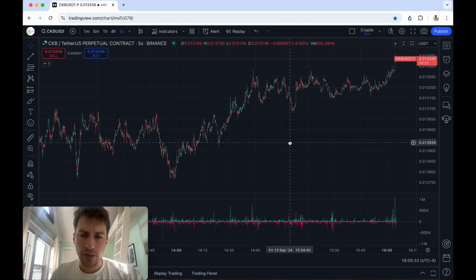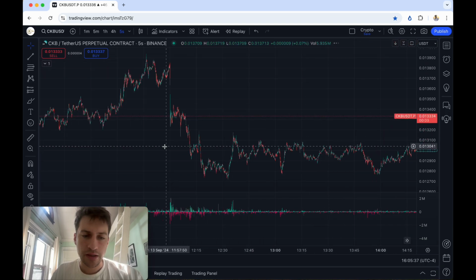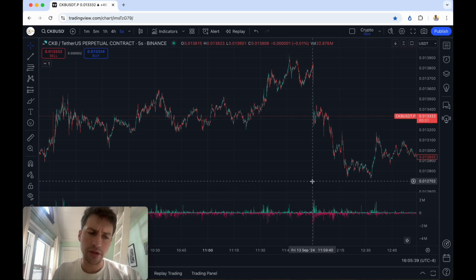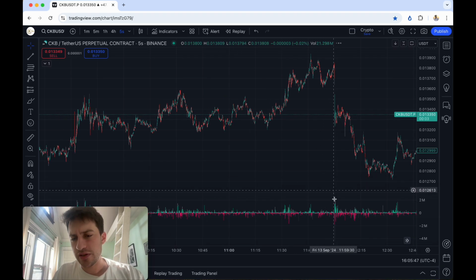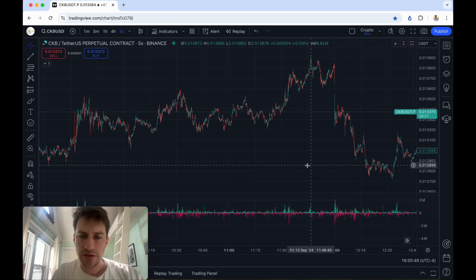Now, CKB looks quite bullish. You can see on the very short time frame, we see more buying than selling. Here we saw, this is actually a really good signal. This indicator has been really, really good for CKB. I've noticed that, and that's why I opened this video with CKB as well, because it just looks like it works well. You can see that there's a lot of selling here, and price just went down.